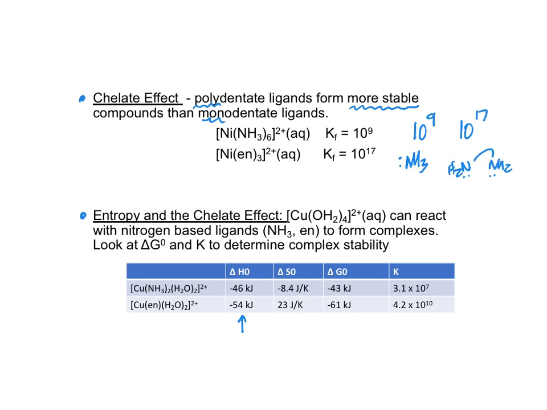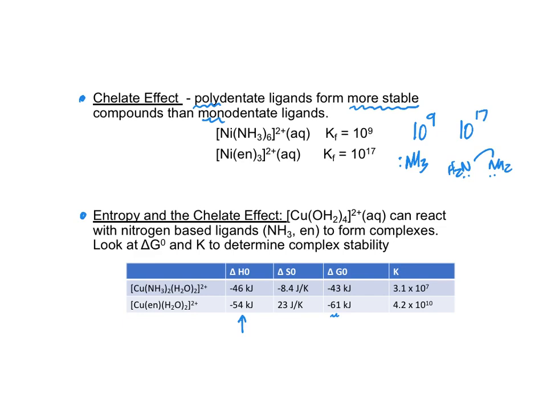The copper compounds have comparable delta H's, but look at the difference in the delta S's. The ethylene diamine has a positive 23. The amine has only a negative 8. Humongous difference. The delta G zero, look at how much more negative it is with the ethylene diamine, meaning you are going towards a spontaneous reaction as written, versus the amine. Now, I'll be honest, there are lots and lots and lots of different compounds. You don't need to know what they are, you just need to know about the chelate effect.